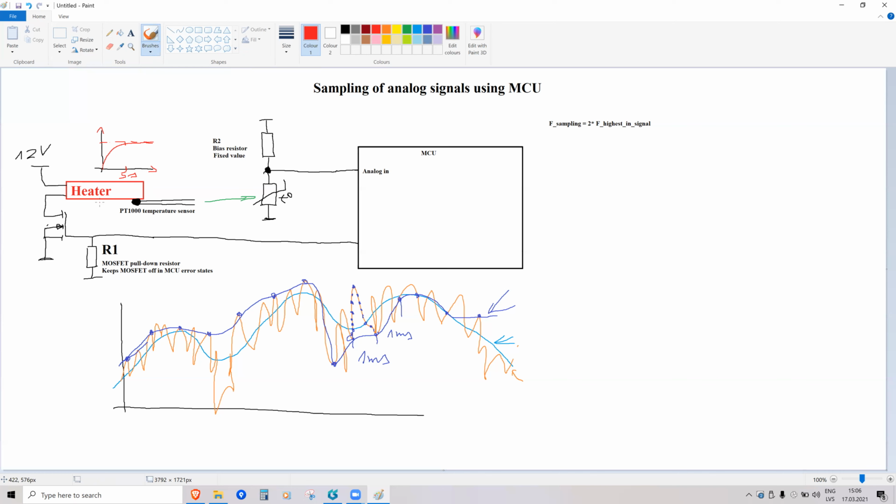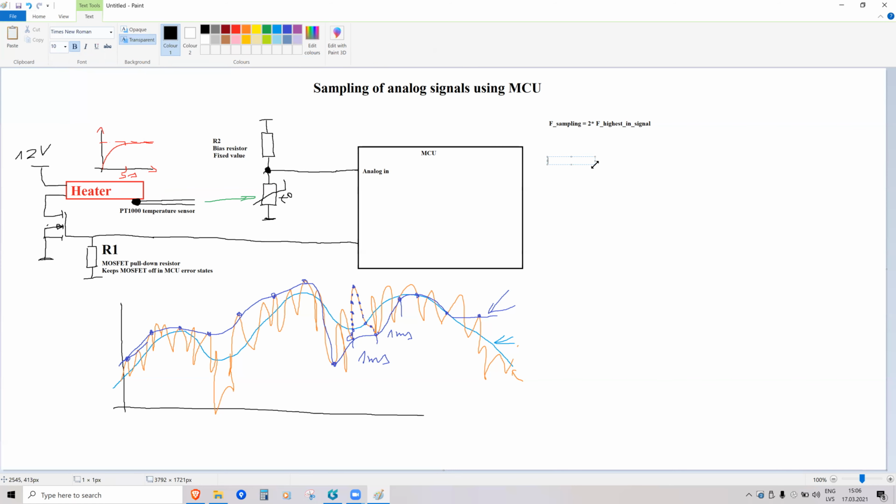So if the heater is slow, if it has a lot of mass, when you heat it up, it's going to change its temperature slowly. So you don't have to make millions of samples per second to measure the temperature. So what you just do is you make a decision. For example, I'll write it on the side.